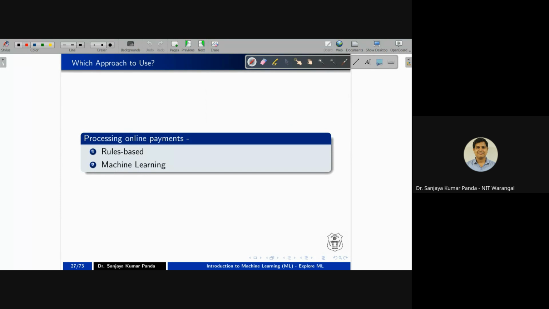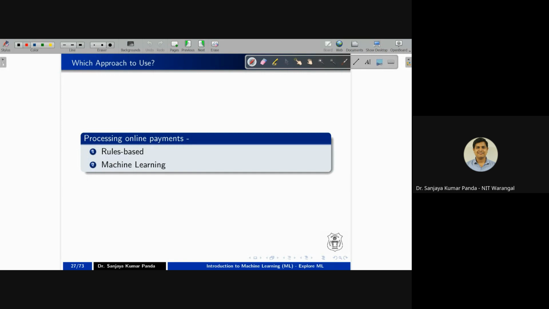Okay, processing online payment. Every day you are doing UPI, right? Processing online, or you can say ATM. You want to withdraw some money, whether it is a rule-based system or machine learning system. Okay, so first answer is rule, second answer is machine learning, third answer is rule. Okay, now all are saying rule-based system. Yes, obviously, because it is a well-defined process, right? If you want to withdraw any amount or you want to deposit any amount, it is a well-defined process, right?